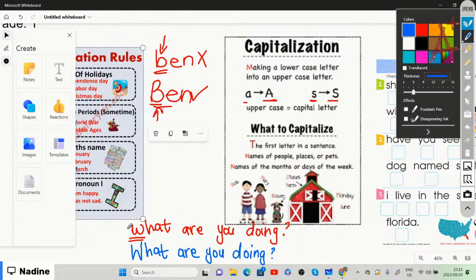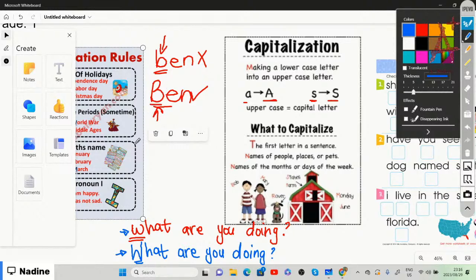So our sentence starts with a capital letter. The first letter of that sentence is capitalized. So we changed the lowercase letter into an uppercase letter. All right. So we also capitalize names of people, right? And we made an example of Ben. So we do not write Ben's name with a small letter, which is lowercase. We write it with uppercase letters, meaning capital letters.